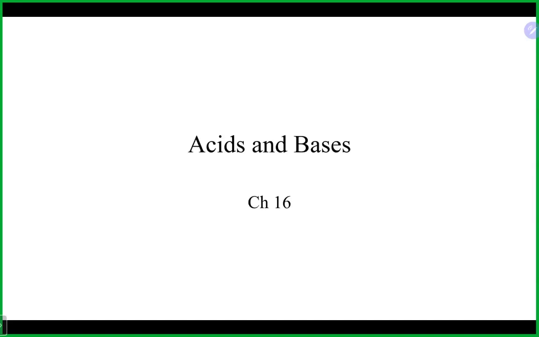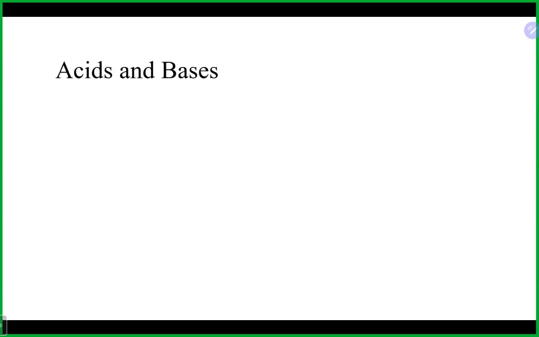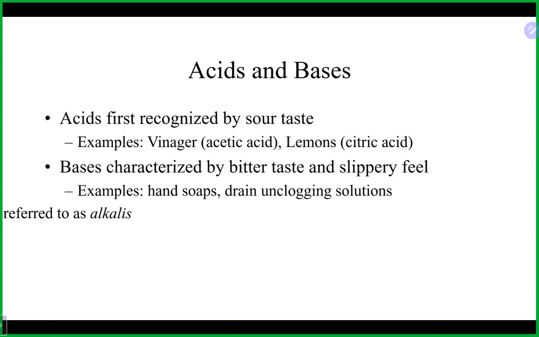In this chapter, we're going to talk about acids and bases, the pH scale, and how to calculate all that stuff. Let's start with some basic ideas about acids. Acids are first recognized by their sour taste. Some acids we see a lot are vinegar, where the main component is acetic acid, and citric acid in lemons. Bases, on the other hand, are characterized by a bitter taste, and they often feel very slippery.